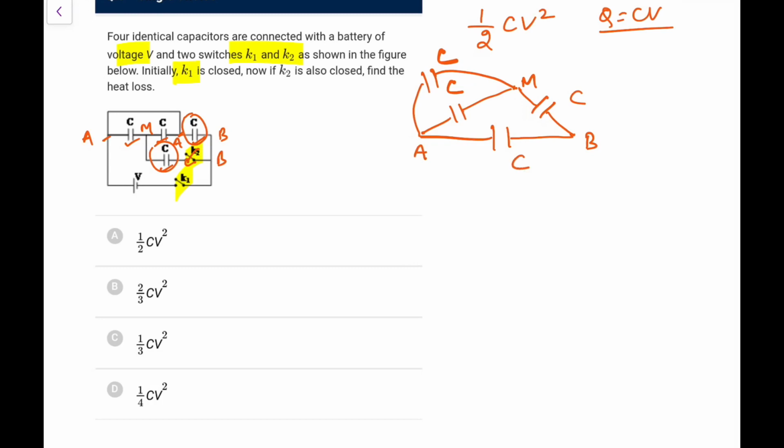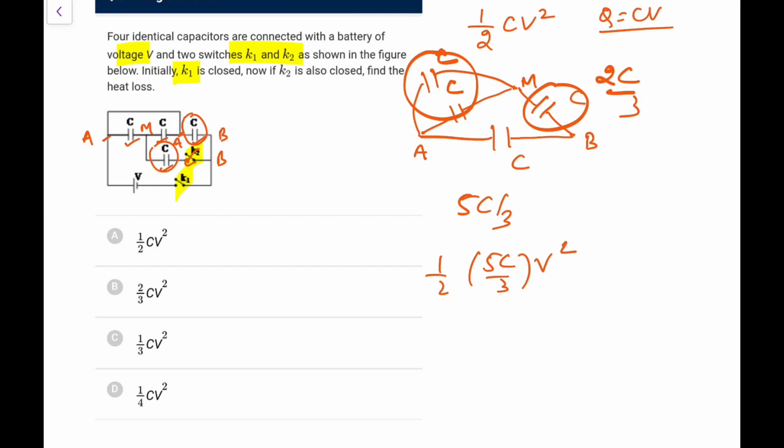Now this is in parallel to C, this is C in series, so it comes out as 2C by 3 plus C, that is 5C by 3. So final energy would be half 5C by 3 into V square. That basically comes out as 5CV square by 6, and the final charge on the system, with the equivalent capacitance 5C by 3, would be 5C by 3 into V. So the charge flown from the battery is 2 by 3 CV.